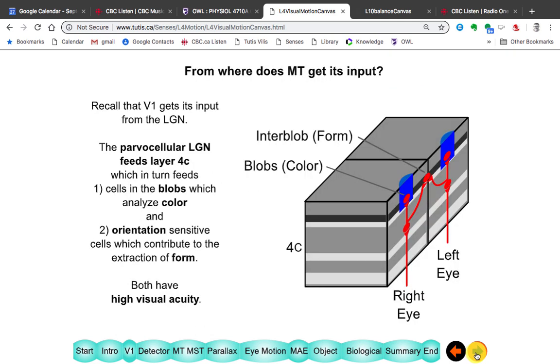Now, we mentioned before the signal coming up from the lateral geniculate nucleus first stops at layer 4C, and then some of it goes to these blobs that tell you color, and others go to these inner wedges that tell you what orientation a line is, and they're important to tell your form. And this comes from, let's say, the fovea, and it shows you very detailed information.